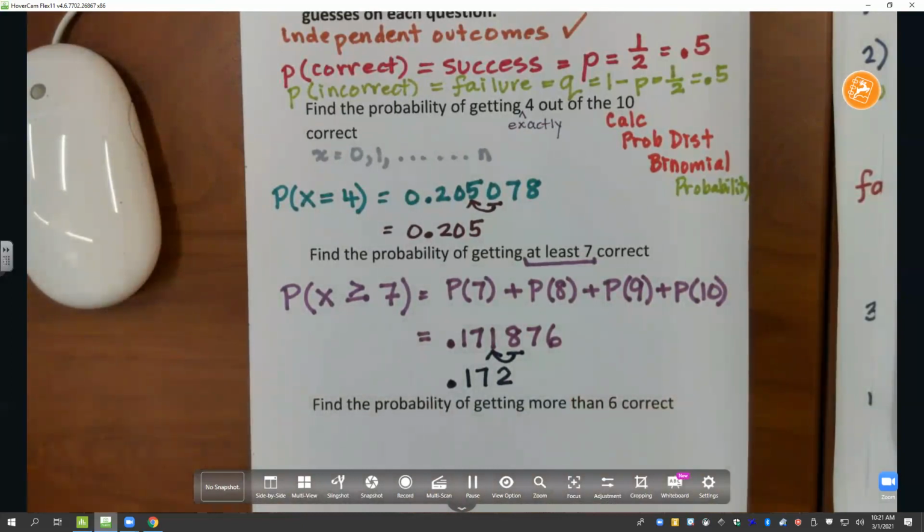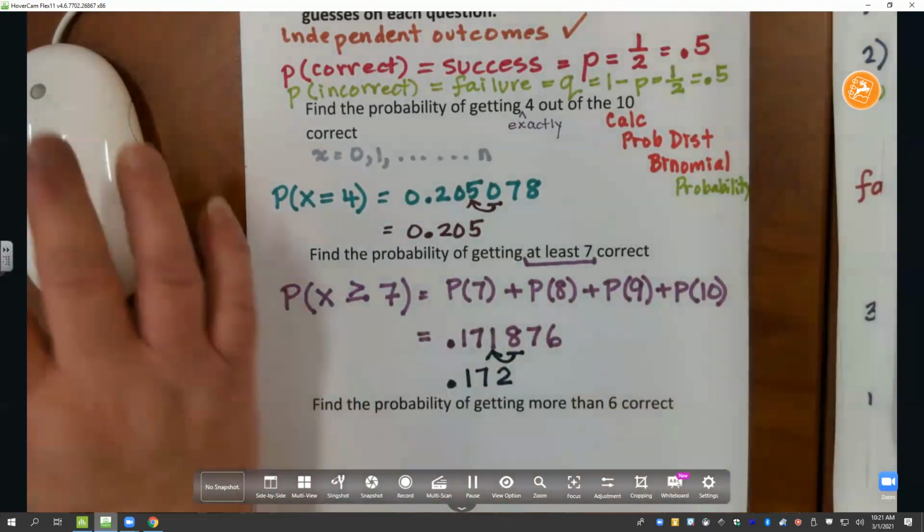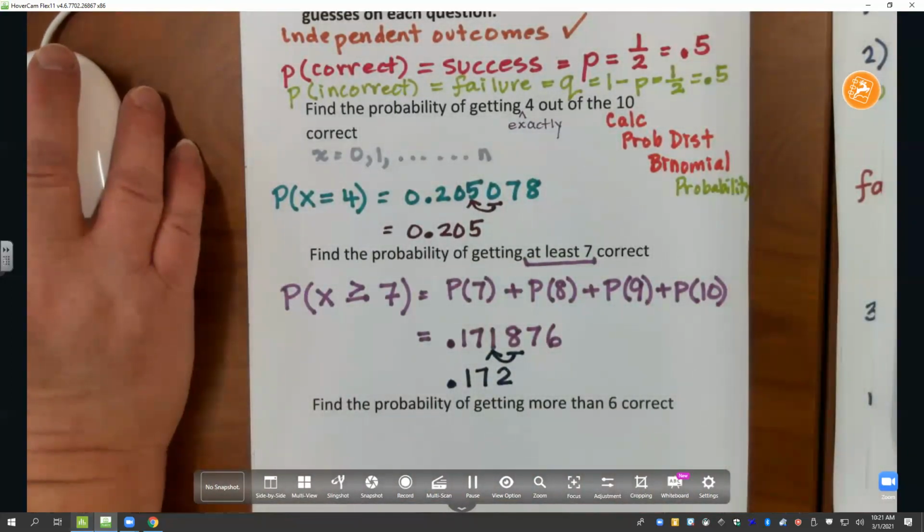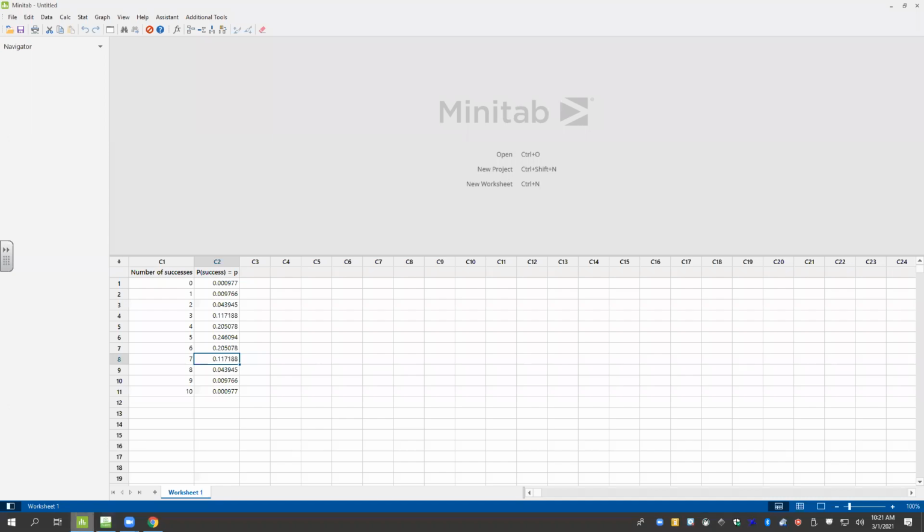Now, adding 4 numbers, probably not too bad, but if you had to add 10 or 12 numbers, that might be more difficult. So I'm going to show you a shortcut. If you have access to Minitab, like you have here, we've got the results inside Minitab. Okay, I'm going to show you a shortcut.